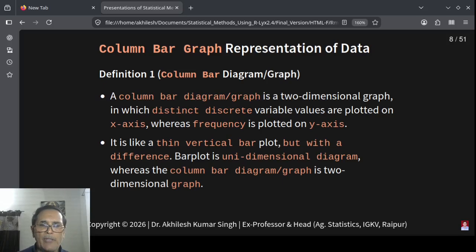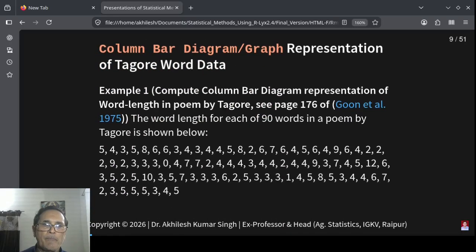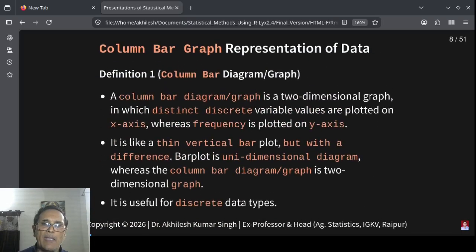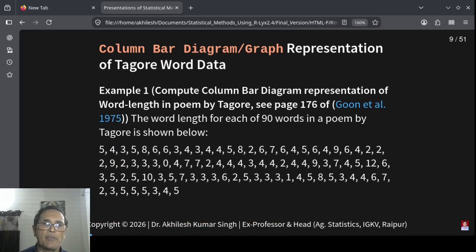It is like a thin vertical bar plot, but with a difference. It is not a bar plot. We'll come to know after we compute it. Bar plot is a unidimensional diagram, whereas column bar diagram or graph is a two-dimensional graph. It is the basic difference. It is useful for discrete data types, whereas bar diagrams were generally used for character data types and time series.